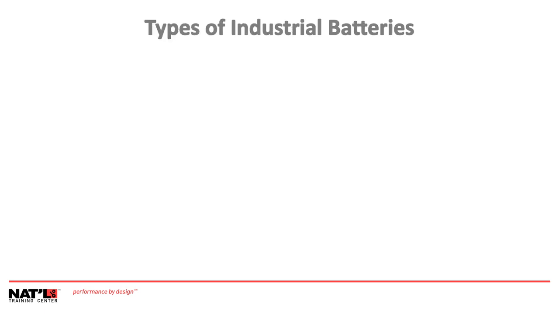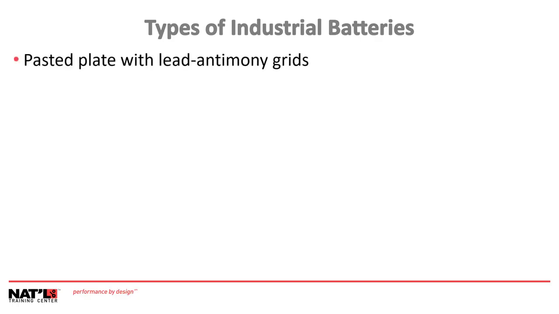Now we're going to look at some types of batteries for industrial use. For switchgear applications, two types of batteries are used typically: lead acid batteries, which are flooded cells and valve regulated, and nickel cadmium batteries. Lead acid batteries are made in several types. First, you have pasted plate with lead antimony grids. This is a basic lead acid battery, as in the common automobile battery.